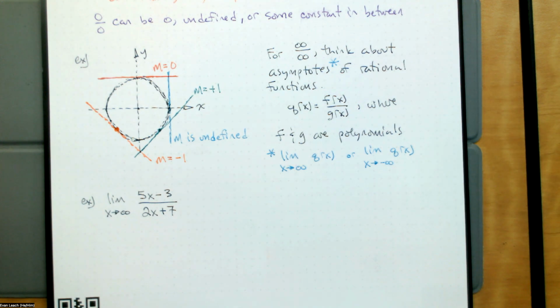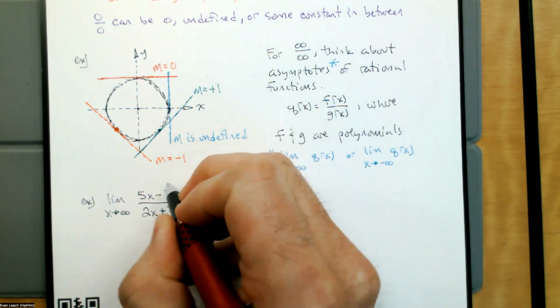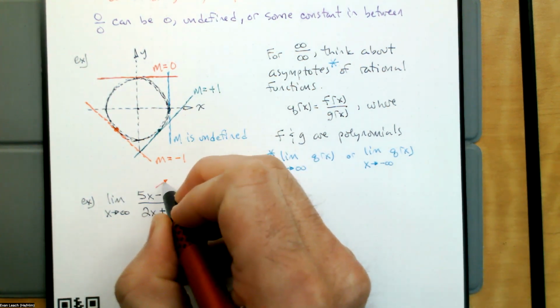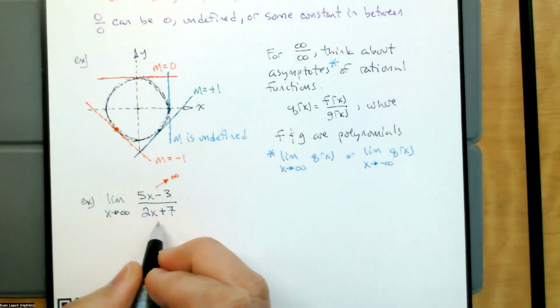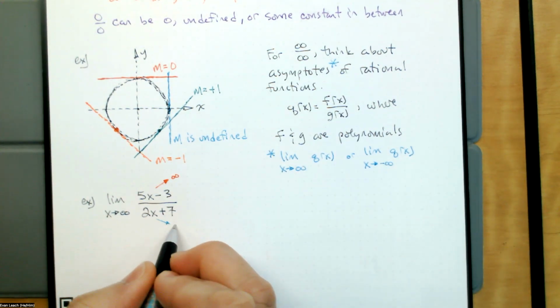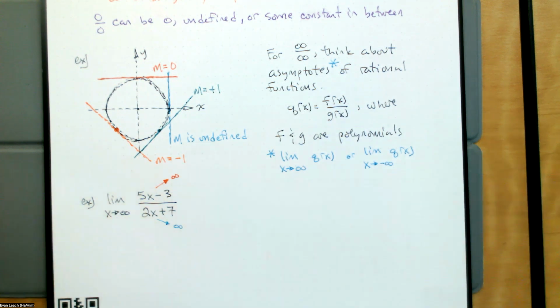So we see that the numerator is going to infinity, and the denominator is also going to infinity. So we have this indeterminate form. But we know we can think our way through this problem. We think for very large values of x, first of all, subtracting 3 doesn't matter.